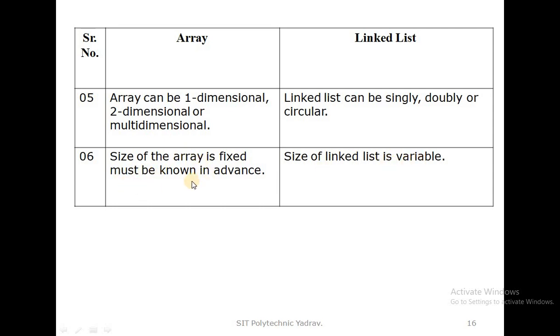Means what? In an array your size is already fixed. We declare it when the variable is declared, so in advance we know what the size of the array is. But in a linked list it is variable, means it is changeable, so it is not known in advance. Okay, these are the differences between array and linked list.